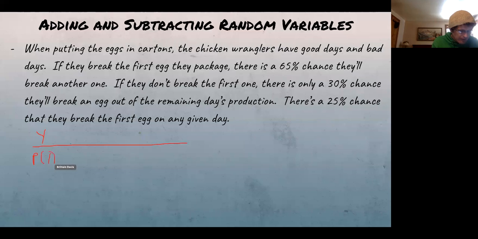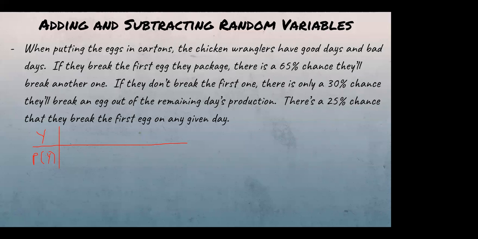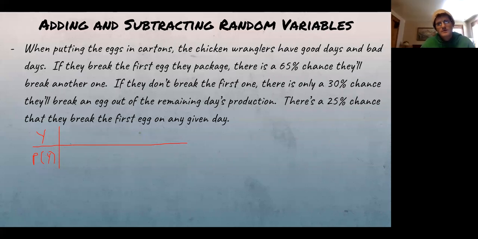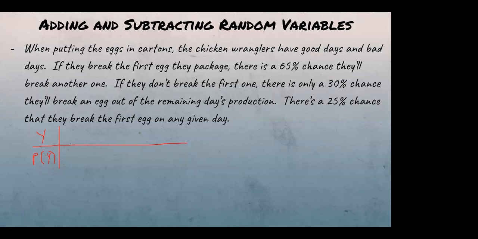And we'll look at the probability of different outcomes. So at the end of the day, what are the outcomes from this scenario? We're talking about breaking eggs. So what are the outcomes here? So if you break the first egg, that's a 25% chance. If you break that egg, then there's a 65% chance you'll break another one. But if you don't, there's only a 30% chance.